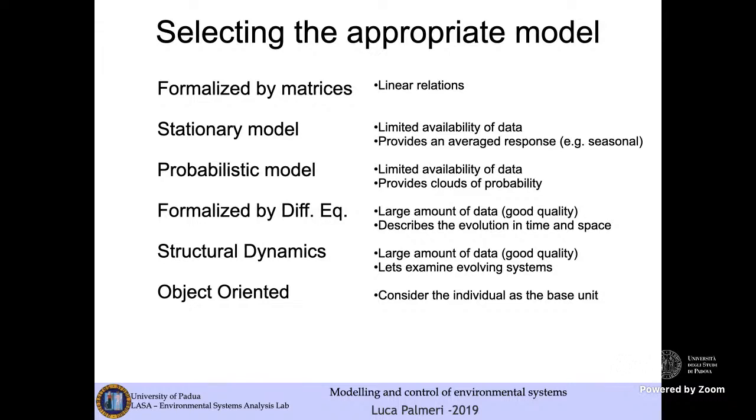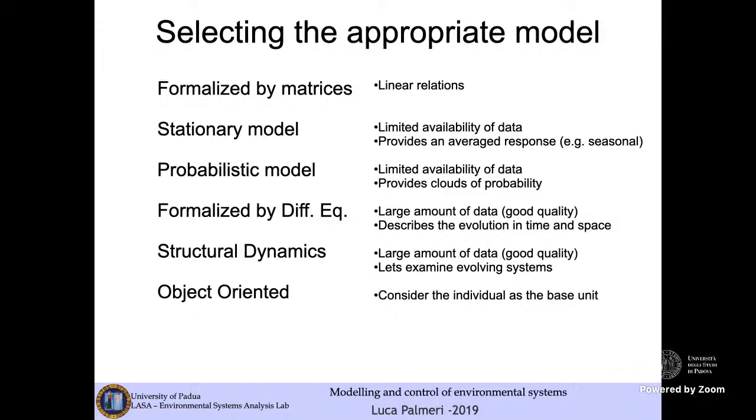Then you may ask yourself if you may be happy with a probabilistic approach, so probabilistic models. In this case, again, if you are in a condition of limited availability of data, this may be a choice. In this case, you will have only clouds of probabilities as output of your model. So you are renouncing, you are giving up having an arbitrarily detailed answer or output of your model. Instead, you are happy with clouds of probability.